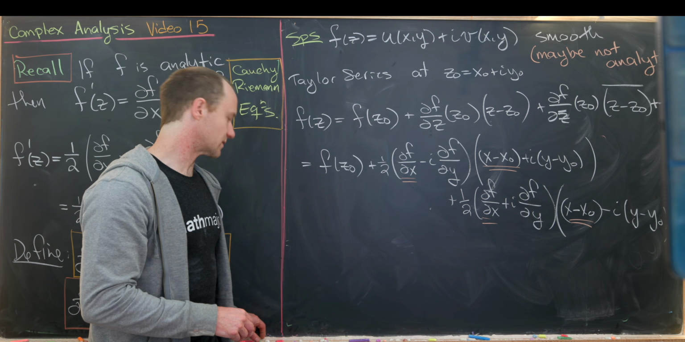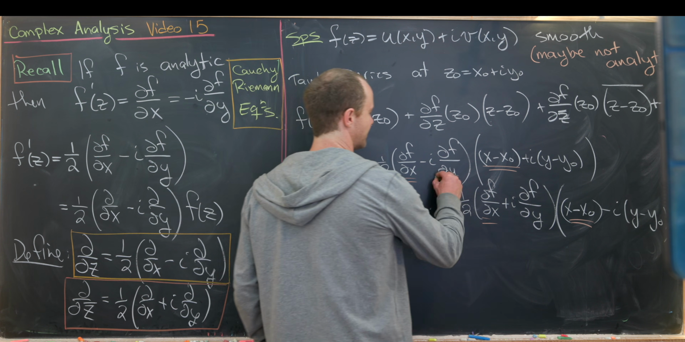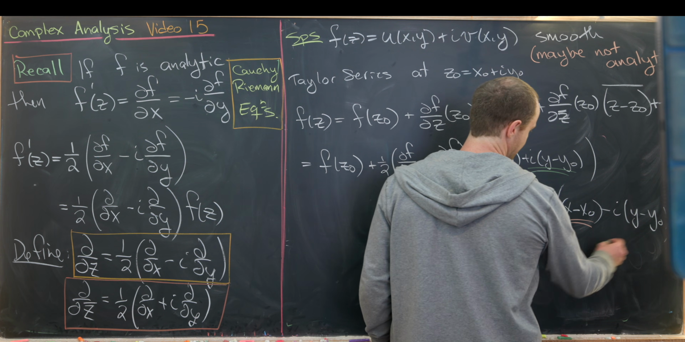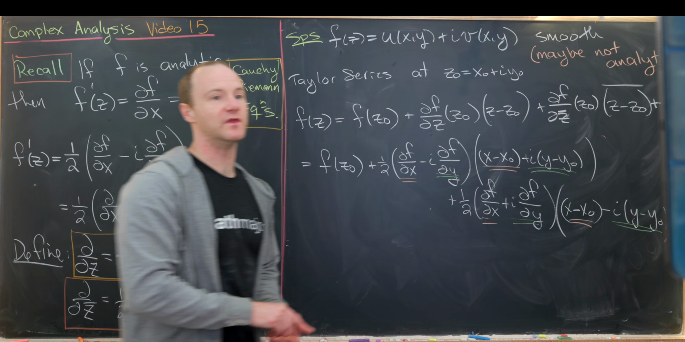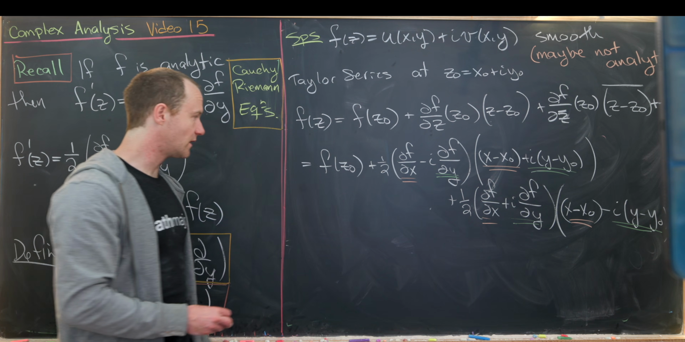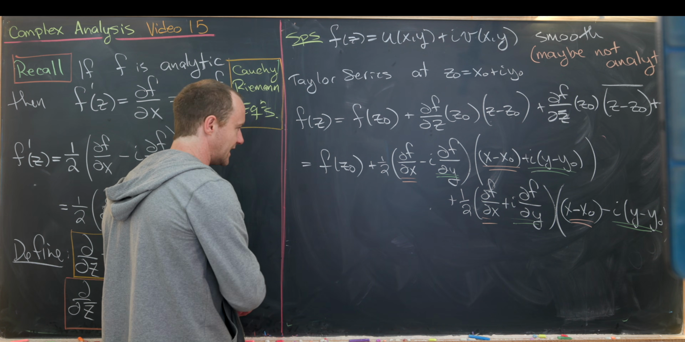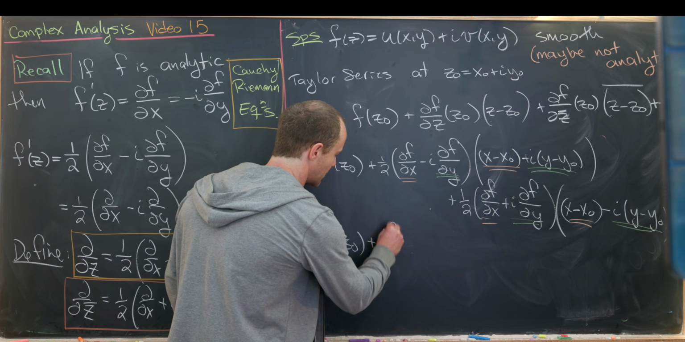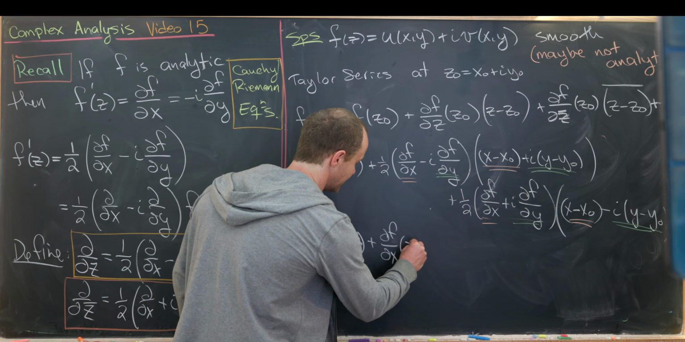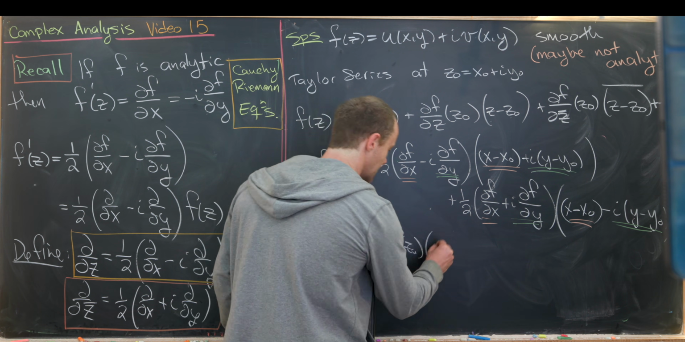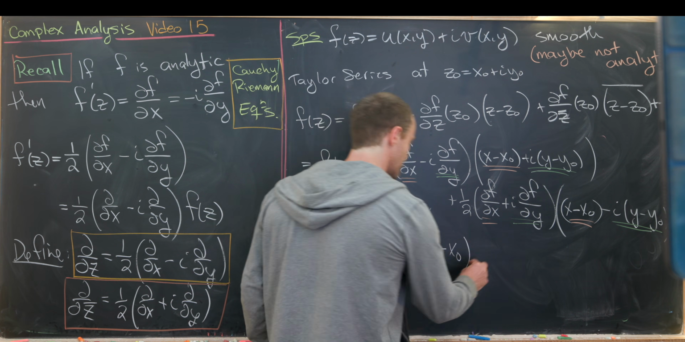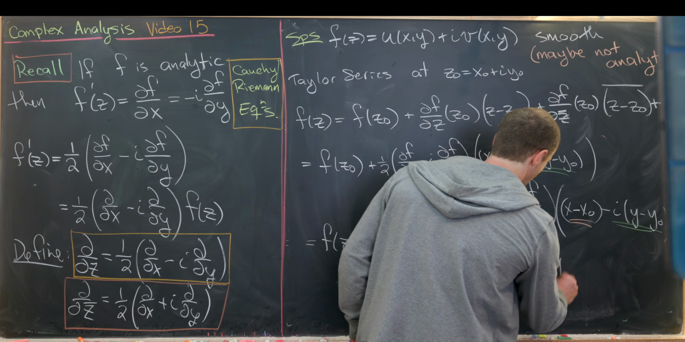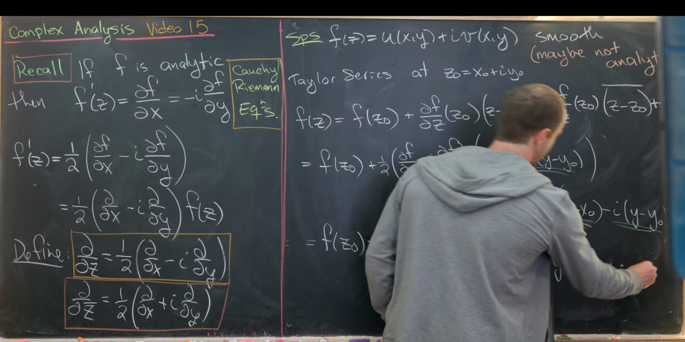And then similarly, we'll want to make sure this partial of f with respect to y combines with this, and this partial of f with respect to y combines with this, and we'll put those together as well. And then when all is said and done, here's what we get after combining all of those like terms. So we get f of z naught plus the partial of f with respect to x evaluated at z naught, and then x minus x naught, plus the partial of f with respect to y evaluated at z naught, and then y minus y naught, and then plus dot dot dot.